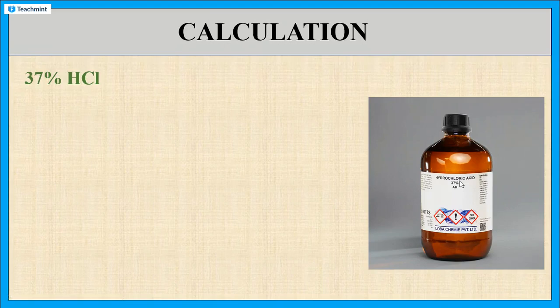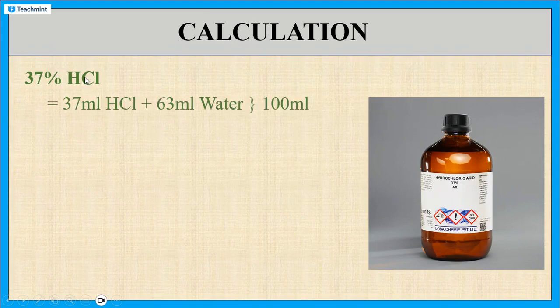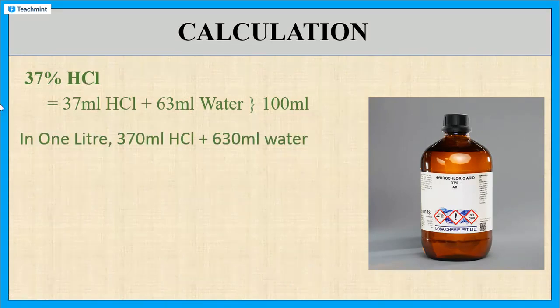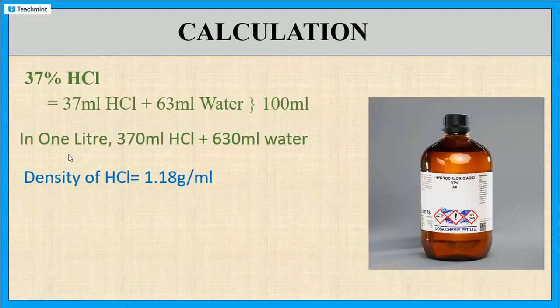Here 37% HCl means 37 ml of HCl in 63 ml water solution, that is 100 ml of the solution, or 370 ml HCl in 630 ml water, that is in 1 liter solution. Also, we know the density of HCl, that is 1.18 gram per ml. Now we know the density as well as the volume of HCl. By using these two values, we can determine the mass of HCl.